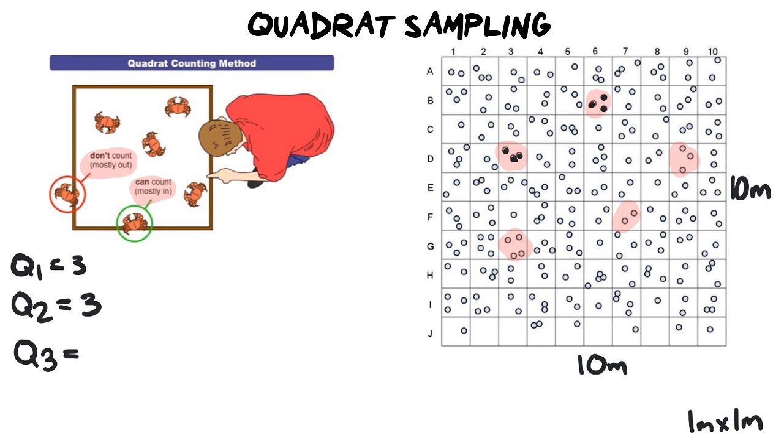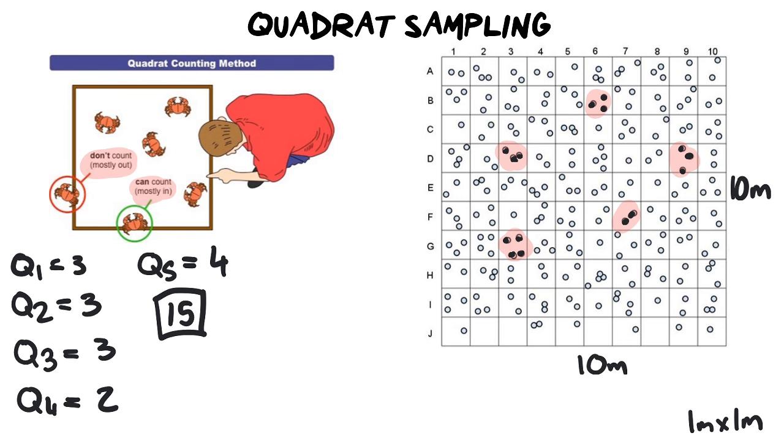In quadrat 3, we have, again, 1, 2, 3. In quadrat 4, we have 1 and 2. And in quadrat 5, we have 1, 2, 3, 4, right? So you're going to take all these individuals. Now you're going to add them to get a total. So we've got 9, 10, 11, 12, 13, 14, 15. So in total, we have 15 individuals.